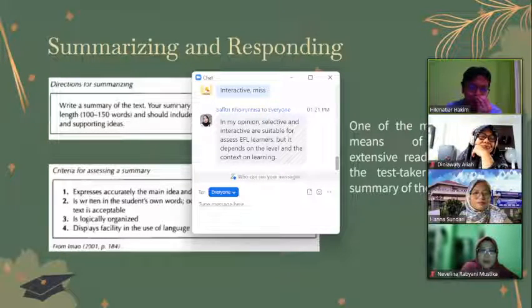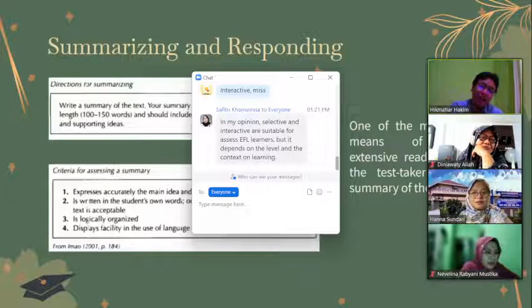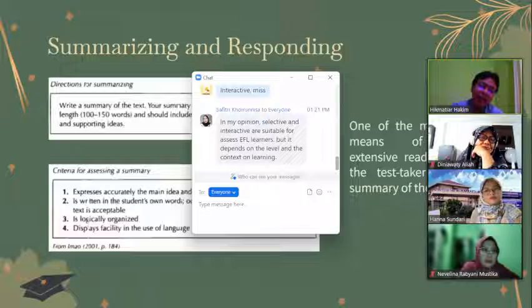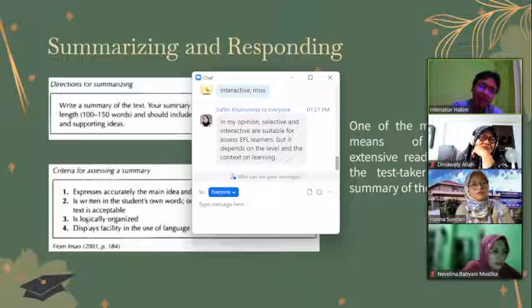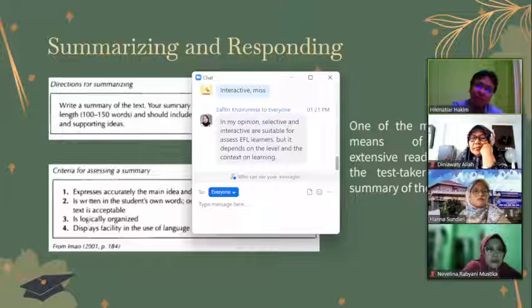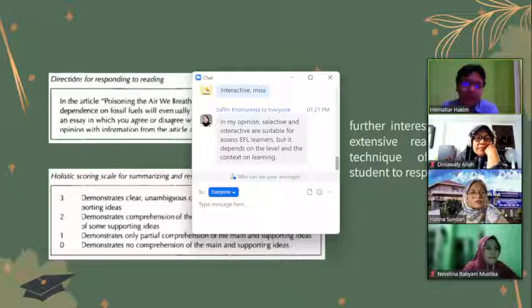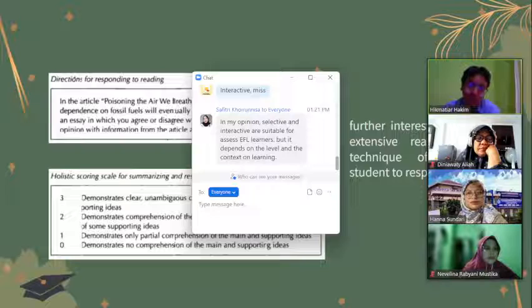Summarizing and responding. In summarizing, you have a text, a paragraph, and then you have to summarize it in 100 or 150 words. And sometimes it will be difficult to score summarizing. Now, in the book, they give some criteria to help us score the summarizing. This one is for the responding. You also have criteria to help you score the responding.